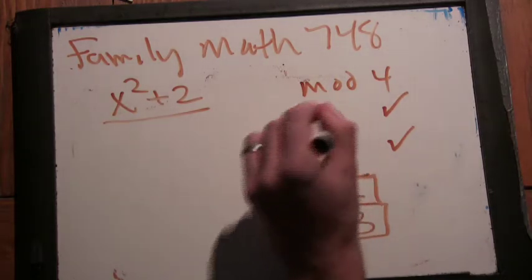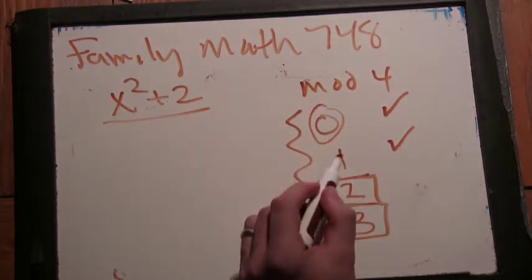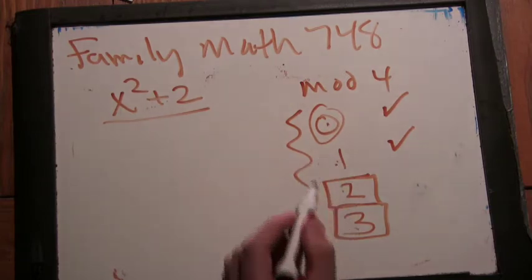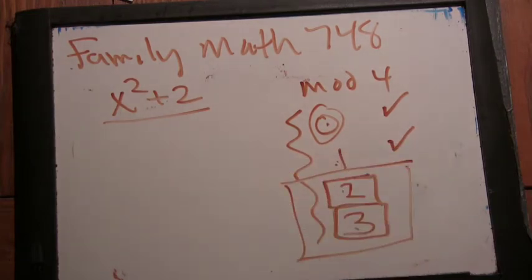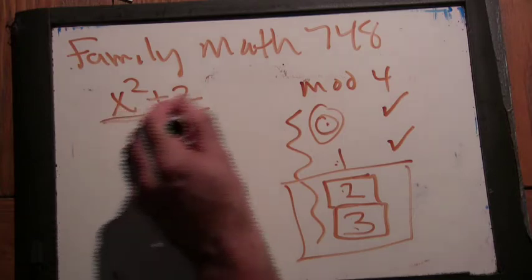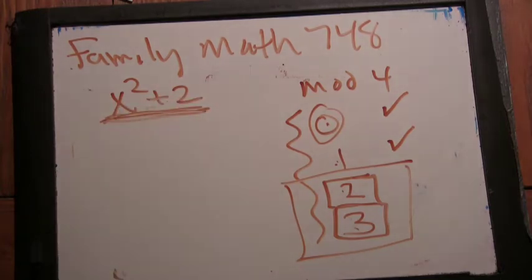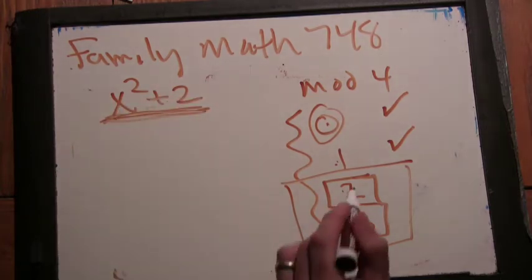So all the things that are 0 stay at 0. 1 goes to 1, 2 goes to 0, 3 goes to 1. So you can't get 2 or 3 mod 4. So you're doing x squared plus 2. So mod 4, that's either going to be 2 or 3.